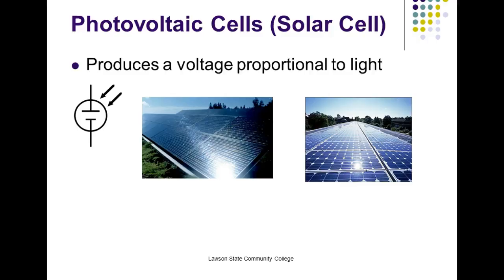So a photovoltaic cell creates a voltage. This is proportional, by the way, proportional to what? Light. So look at the symbol. It's got the symbol of a DC source, and then it's got the arrows pointing in.